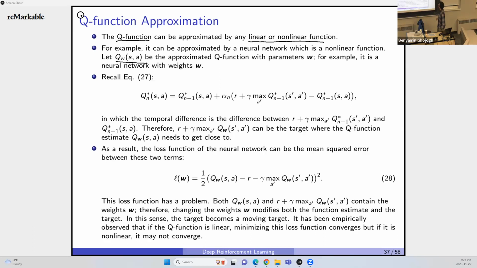So now recall the temporal difference of Q function. Okay. Now we go in the mind of researchers in DeepMind. In what year? I don't remember. I think several years ago, maybe 2013, 14.